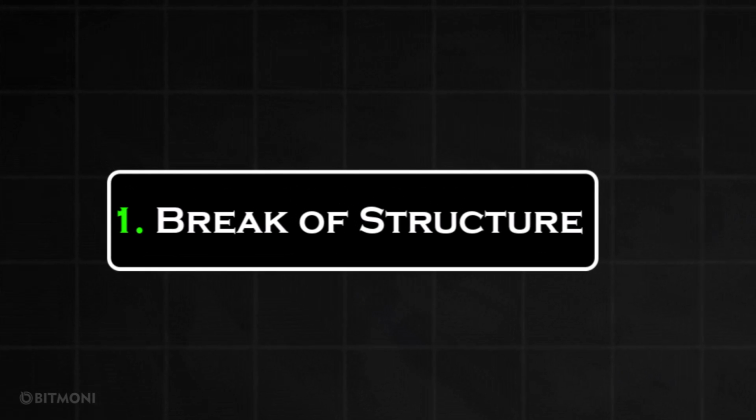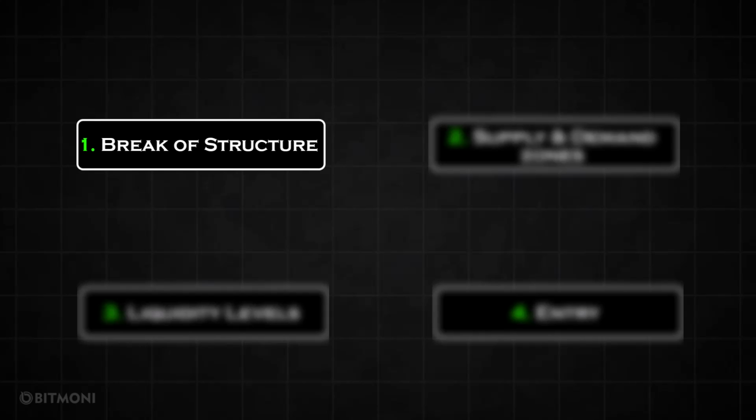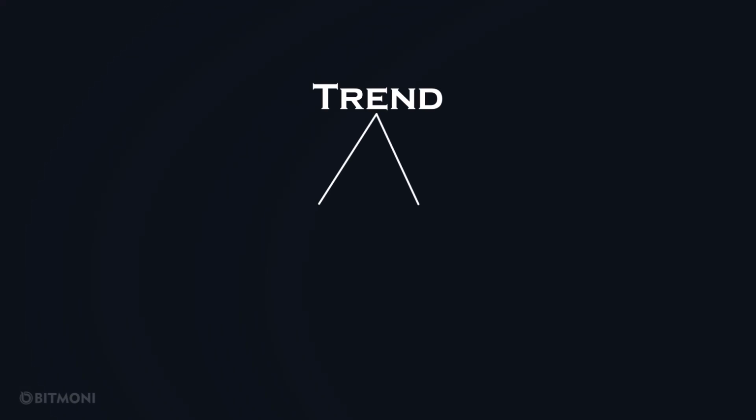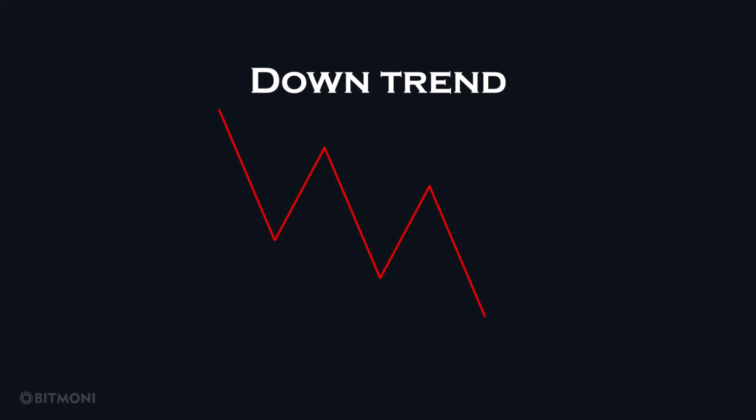Now, let's start with the first step: identifying a break of structure. Before we dive into that, let's do a quick recap on how market trends form. As we all know, there are 2 basic types of trends: uptrends and downtrends. In an uptrend, price moves in a rhythm, creating higher highs and higher lows. In contrast, a downtrend is formed by price creating lower highs and lower lows.